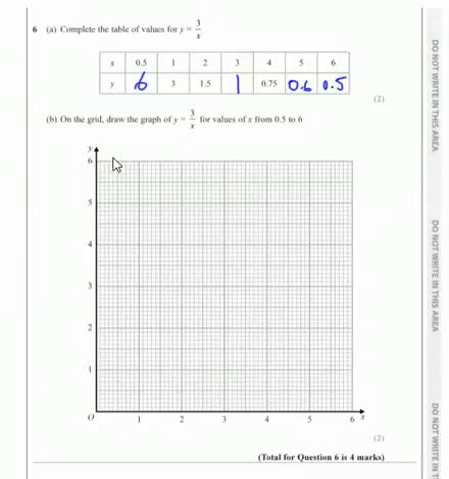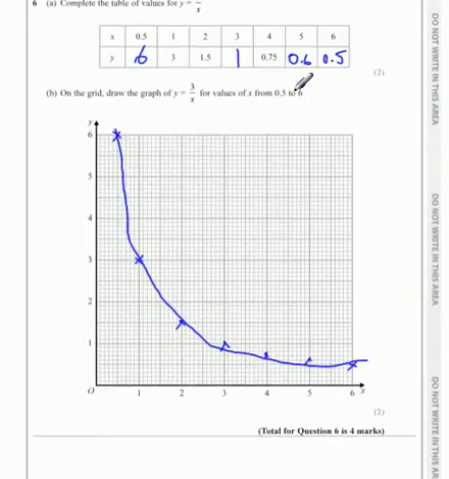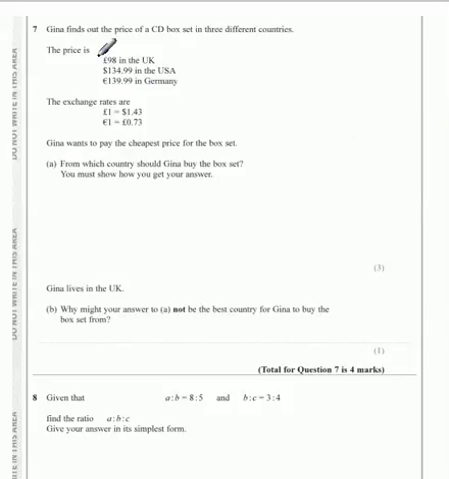So first one is going to be there. That's our 0.5 to 6. There 1 to 3. 2 to 1.5 is there. 3 to 1. 4 to 0.75. 5 to 0.6. And 6 to 0.5. So we have this graph joining up those points looking like this. Hopefully yours a little bit neater than that. And that is it.